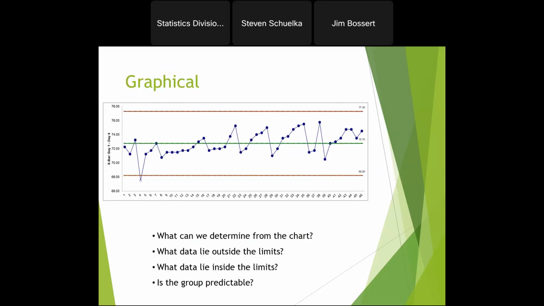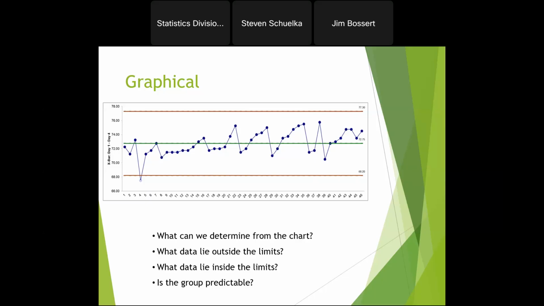Graphical. Here's our data. Now we look at this chart. What do we see? Well, we have some things here that are very consistent, but it also looks like there's some jumping up and down, some cyclical patterns going on here. We don't see anything except for one data point outside of the limits. We see an awful lot inside of the limits, and the variation seems to change even within the limits if you look at it. So, we have some different things to focus on.